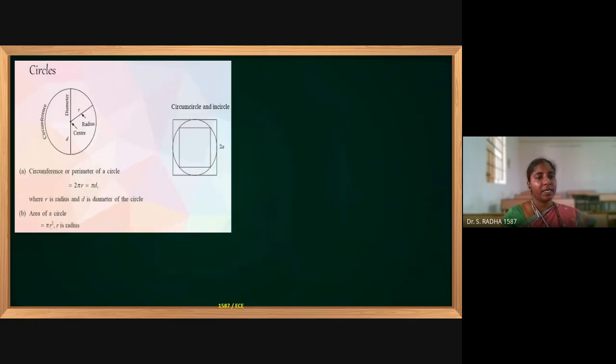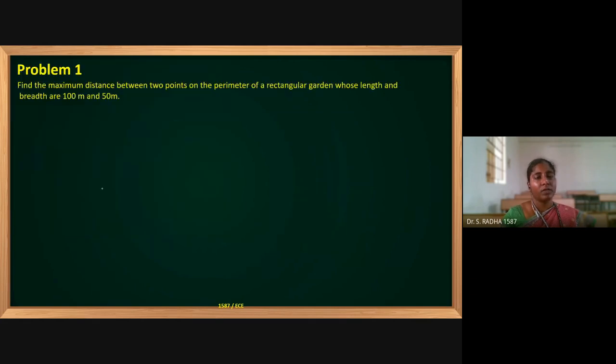Circles: pi r square is the area and the circumference is 2 pi r. 2 times the radius is nothing but the diameter d, so you can also write the circumference as pi d. Okay, like that also we can. Now we will move on with some problems.